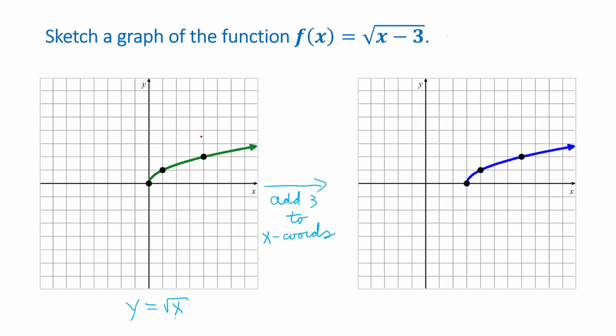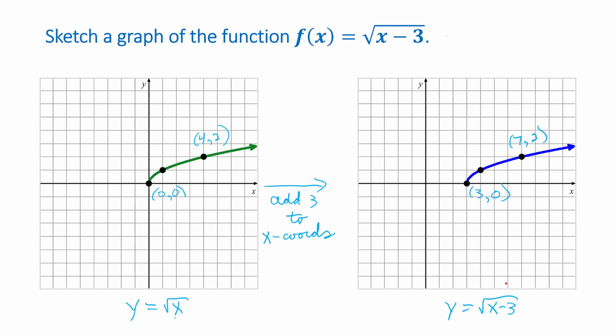Let's look at a couple of these points. We have the point 4, 2. We simply added 3 to the x coordinate of 4 to give us the point 7, 2. The point 0, 0, we added 3 to that x coordinate of 0 to give us the point 3, 0, and so forth. So essentially what we've done, we've taken the graph y equals square root of x and shifted that graph to the right by 3 units, so now we have y equals square root of x minus 3.